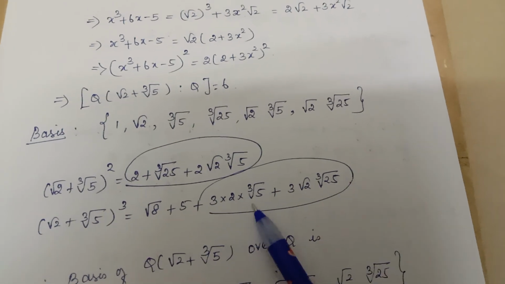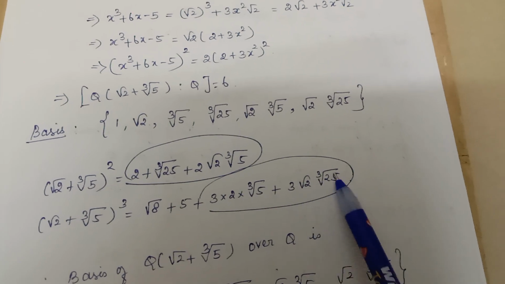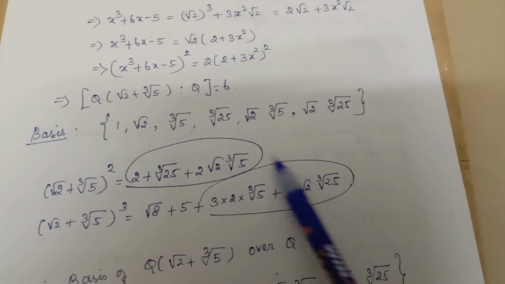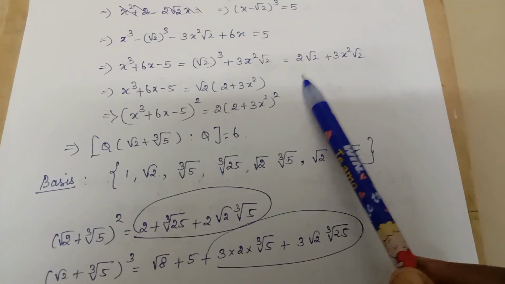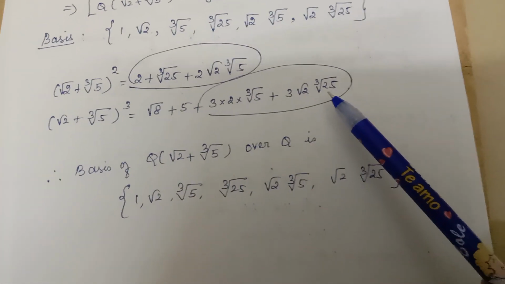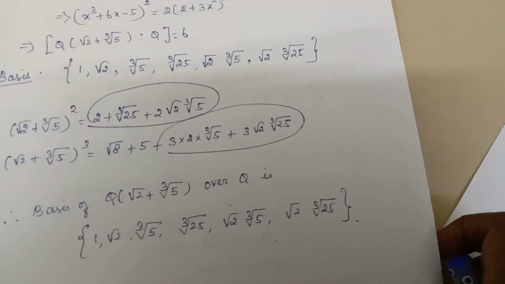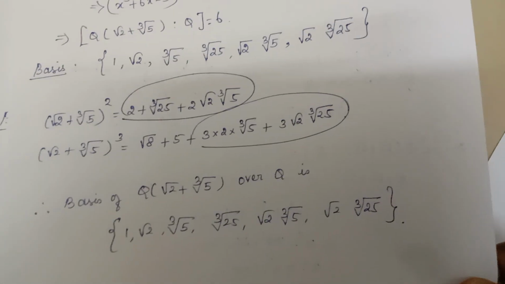And here look at this element. Here I am having ∛5 and ∛25 into √2. So these are the elements I have included here. Either you can write from here or here. Okay, whichever way you feel better, you follow that one. So finally I am writing the basis for Q(√2 + ∛5).